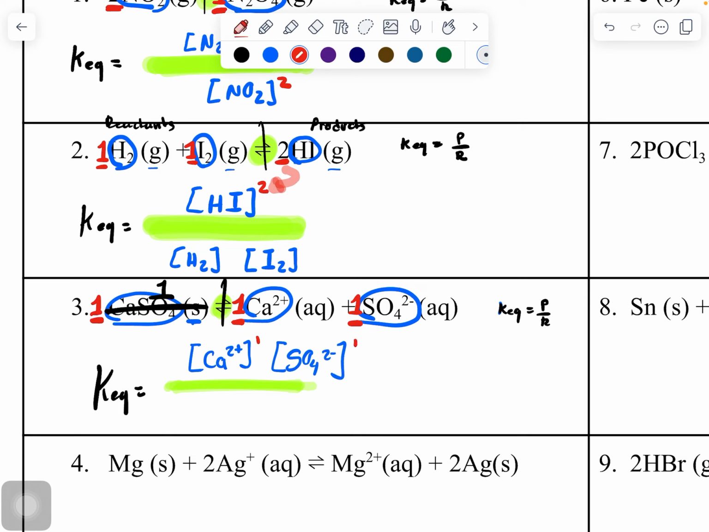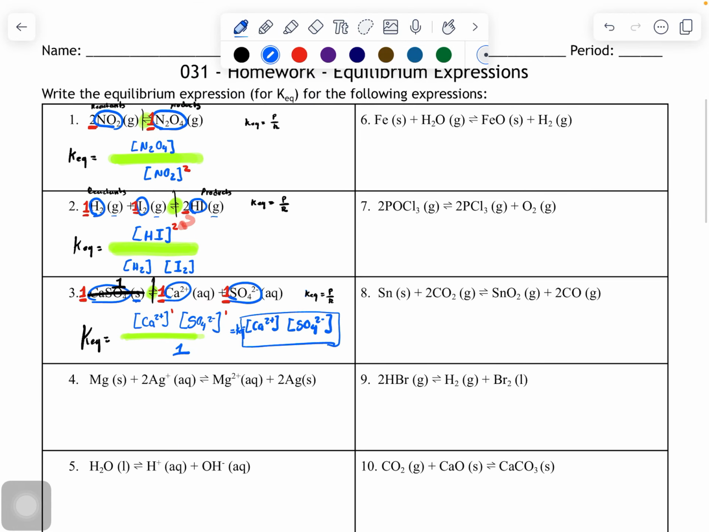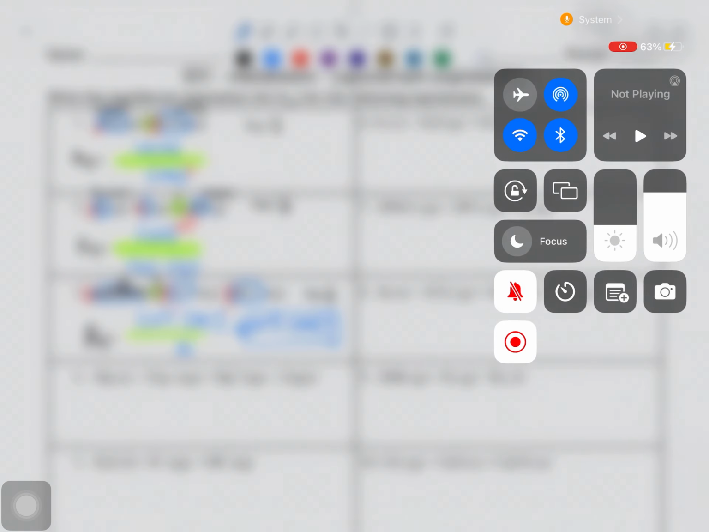It's totally fine if you don't write it. Divided by my reactant, which is just a 1. Okay, so if you want, you can just write this one. So this is the same as just writing the concentration of calcium times the concentration of SO4 2 minus. And this will be our final KEQ. KEQ equals. Okay, this is it. Make sure you finish the rest by yourself. Good luck.